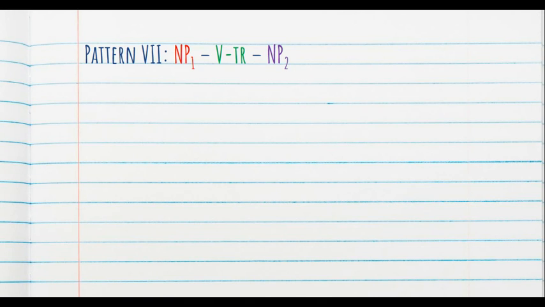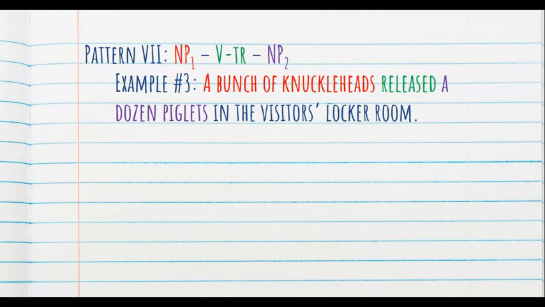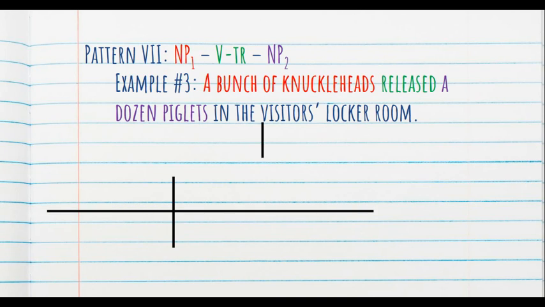Last example for us for pattern 7. A bunch of knuckleheads released a dozen piglets in the visitor's locker room. So when I look at the subject, I can see a bunch of knuckleheads. As much as I want to use the word knuckleheads as my subject, I know that a subject can't be in a prepositional phrase, so I have to use that word bunch as my subject. So we have bunch, and then we have our verb, which is released. And then I'm saying the bunch released what?